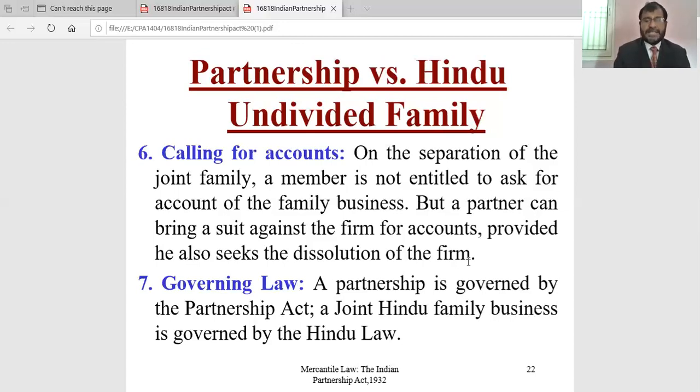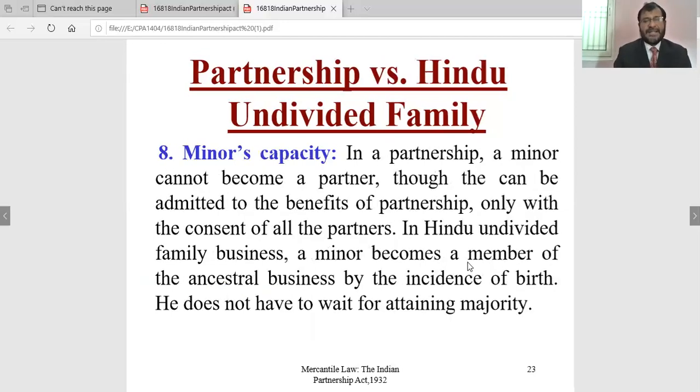A partnership is governed by the Partnership Act, whereas a Hindu HUF is governed by which law? Hindu laws like the Hindu Succession Act and all these things. Yes, the Hindu Succession Act and all these things. Okay. Second, we will compare this parameter, minor's capacity.